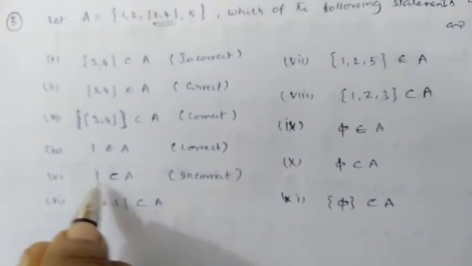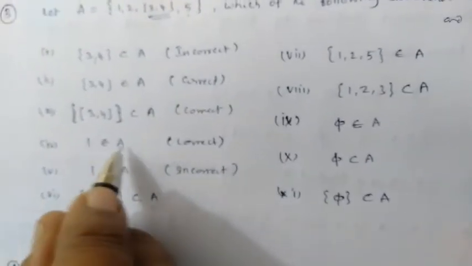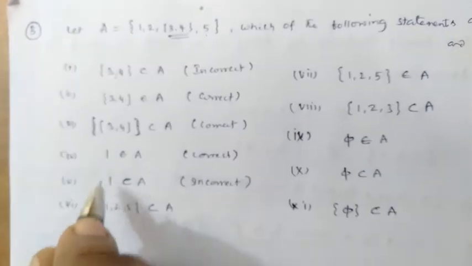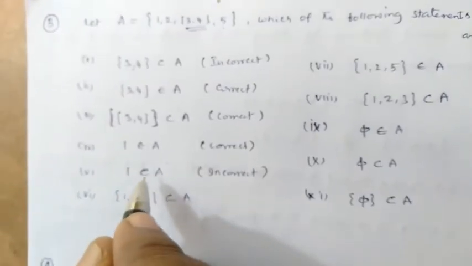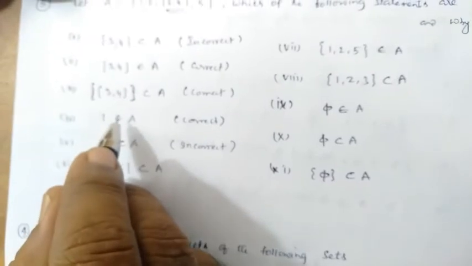1 is not contained in A. 1 belongs to A. If it is a set notation, then I can put the symbol subset of A. 1 is contained in A. It is not a correct statement because it is an element. So the element should be denoted by using the symbol belongs to.